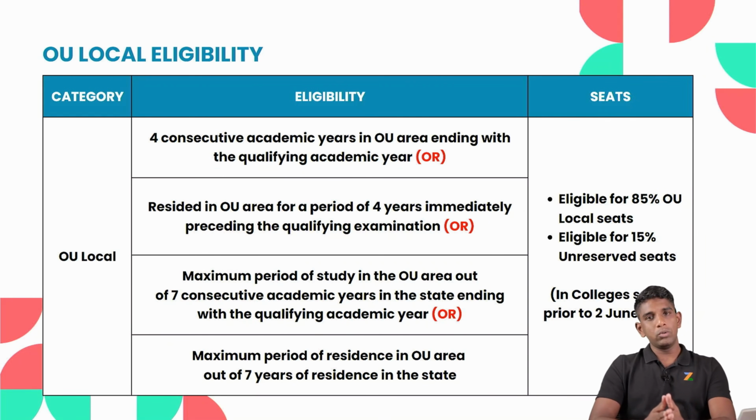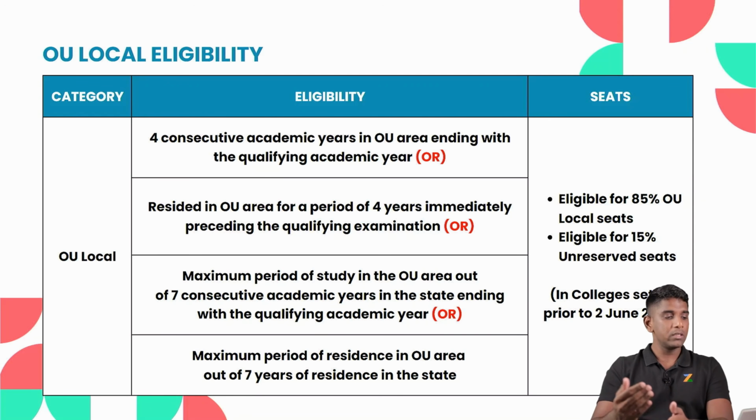Next, we'll go to the OU local eligibility. So a candidate to be eligible for the OU local category, there are 4 conditions which are given. So candidate should satisfy one of these conditions. The first condition is 4 consecutive academic years in the OU area ending with the qualifying academic year. Basically it is 9th, 10th, 11th, 12th. So these 4 years they should have studied in the OU area.